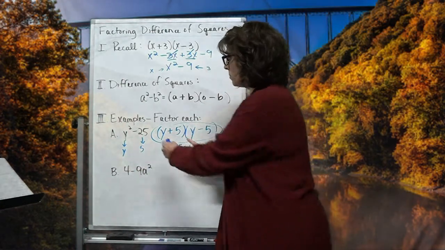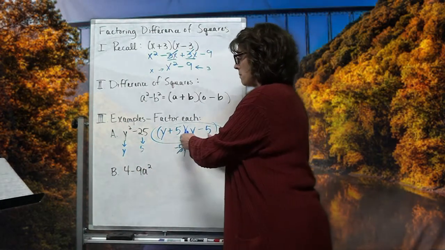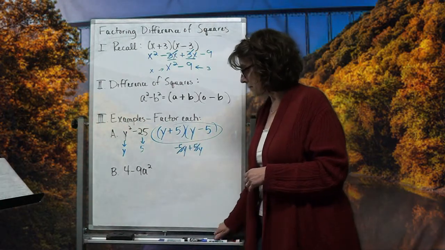That I'll take the square root and put it into the front slots, take the square root and put it in the back slots, and simply change the sign between them.